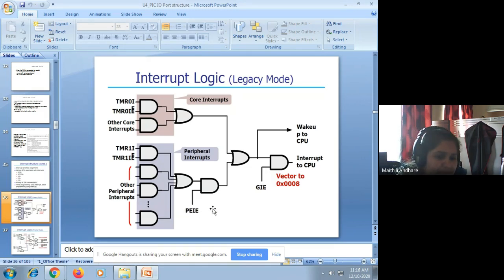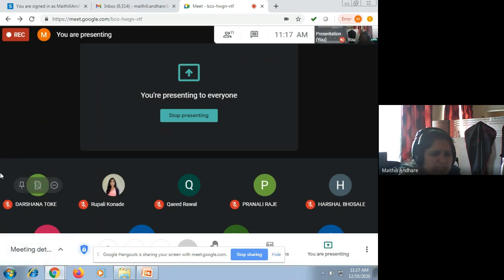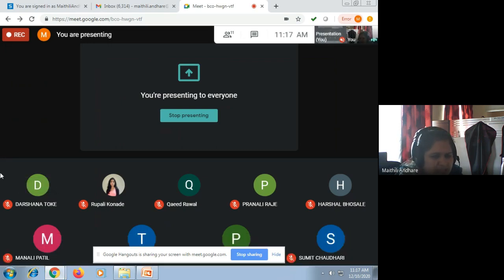PIE is the peripheral interrupt enable bit. GIE is the global interrupt enable bit, and the individual timer has a timer 0 interrupt enable bit, timer 1 interrupt enable bit, serial communication interrupt enable bit, A to D interrupt enable bit. Are you getting this concept clearly? Just tell me. It is very, very simple but somewhat vast or lengthier. Yes?